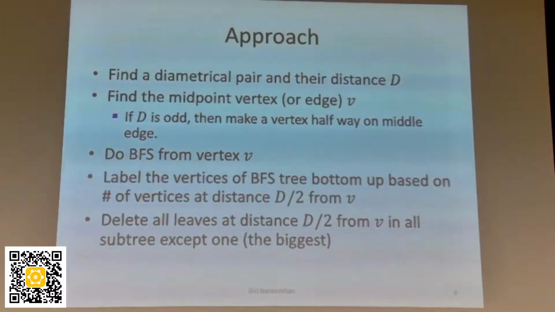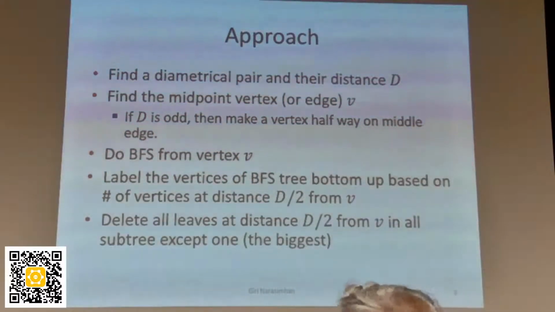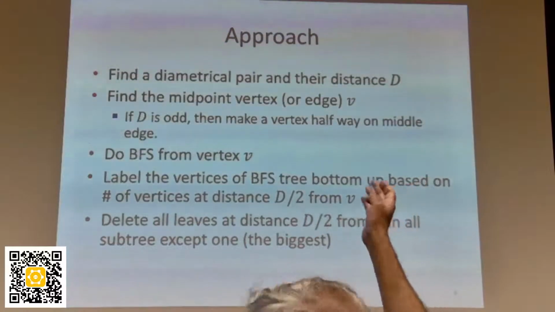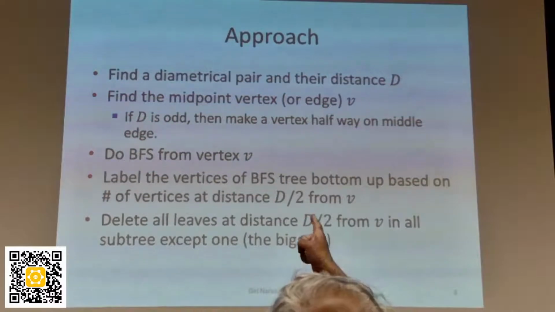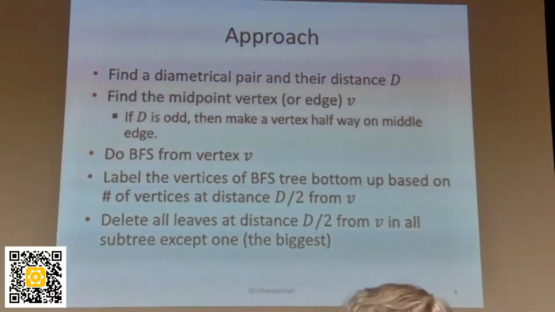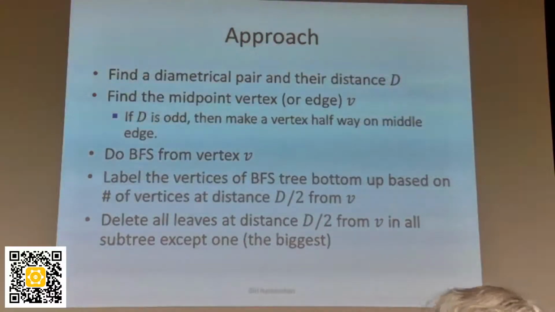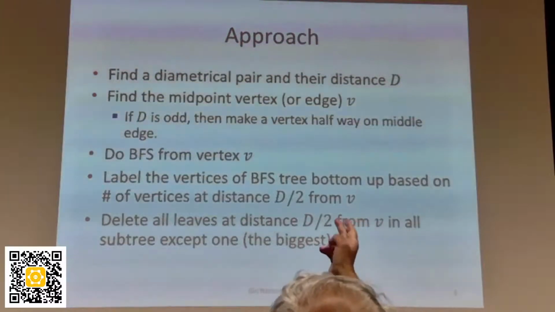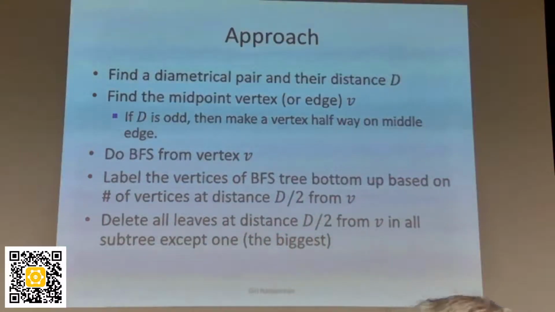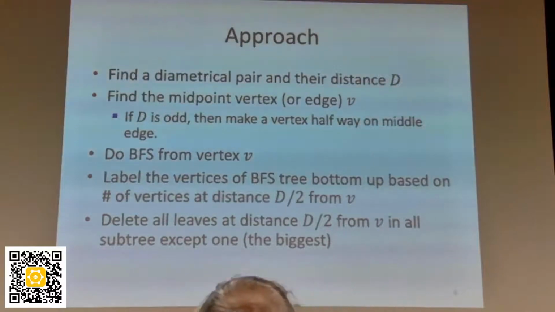So here's the approach that we ended up taking. You find a diametrical pair. We know that that distance is d, because that's what the previous algorithm will tell us. Then find the midpoint, the center of this path. That's easy. You just walk down the path and find the one that's right in the center. It may be a vertex or it may be an edge. So there's that little thing we have to take care of if d is even or odd. So that part is easy.